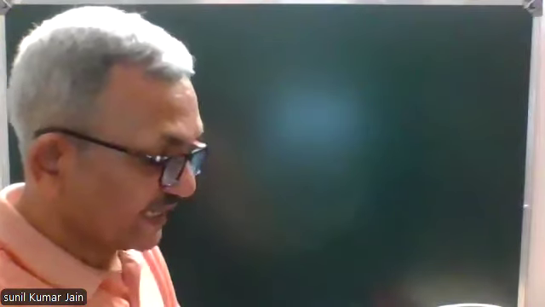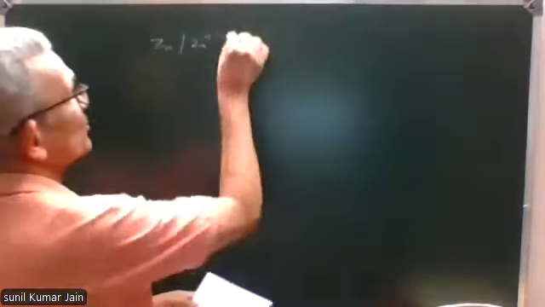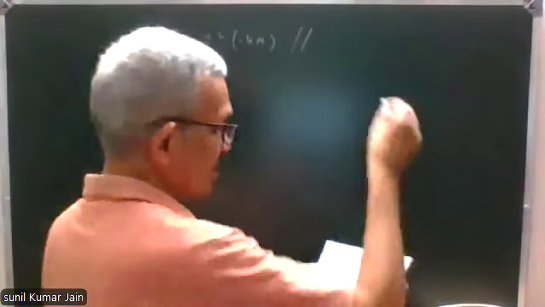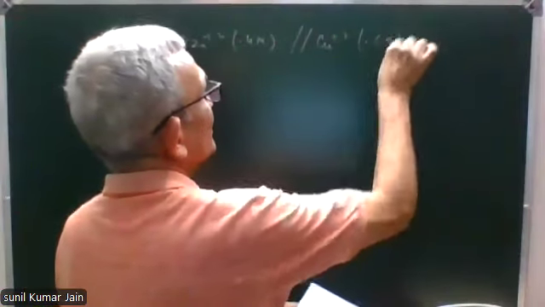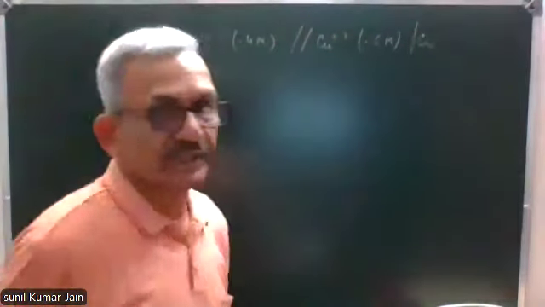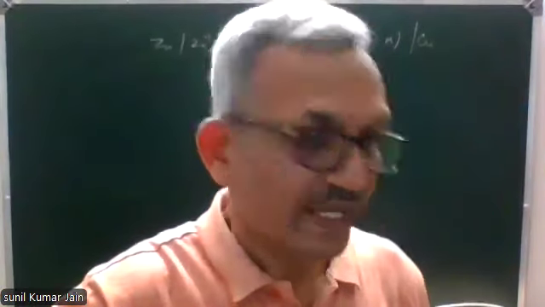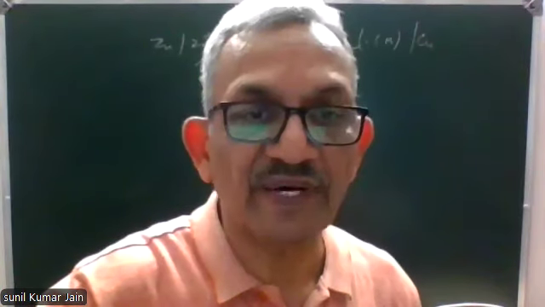Ninth, calculate EMF of the cell: zinc/zinc ions, concentration is 0.4 molar, salt bridge, copper ions, 0.6 molar, copper solid, right? This is the cell notation given, and we are given E naught zinc and E naught copper values.